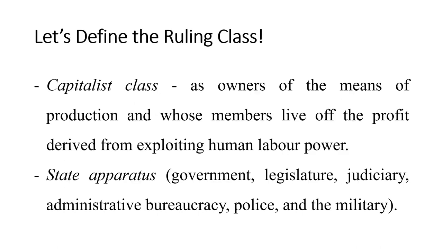So now let's define the ruling class. The ruling class encompasses far more than the government in power. It is comprised of two social groupings. Firstly, it's the capitalist class, the owners of the means of production whose members live off the profits derived from exploiting human labor power. And secondly, it's the entire state apparatus, which is the government, the legislature, the judiciary, the administrative bureaucracy, the police, and the military. So together, both these social forces generally share the same overall interest in maintaining the status quo, and more specifically, the dominant relations of production under capitalism.